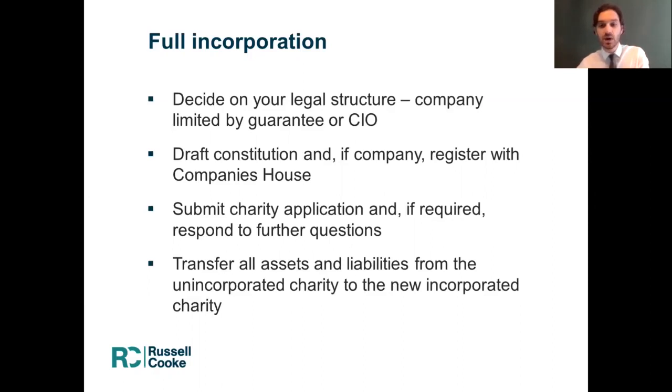The accounting requirements are slightly simpler for CIOs if your annual income is less than £250,000. And as I've mentioned already, you're only regulated by the Charity Commission. So, for example, when you're filing things, you only need to file them with the Charity Commission rather than with the Charity Commission and Companies House.